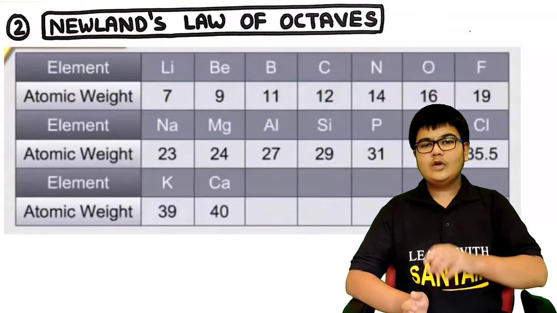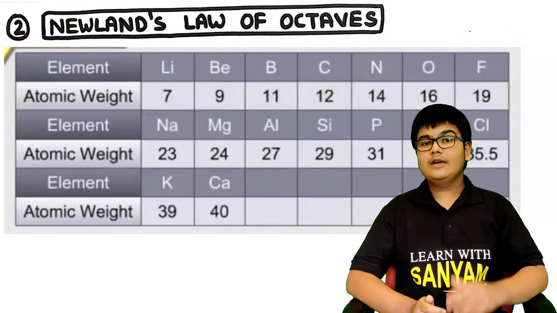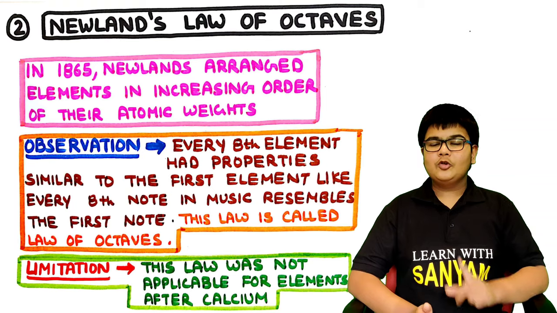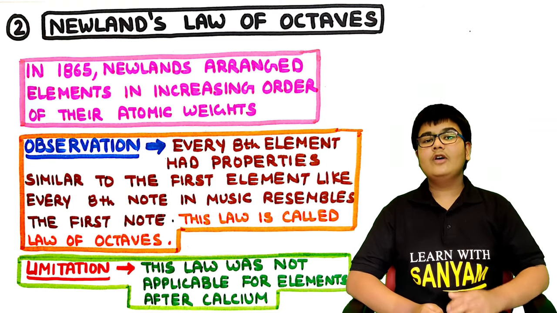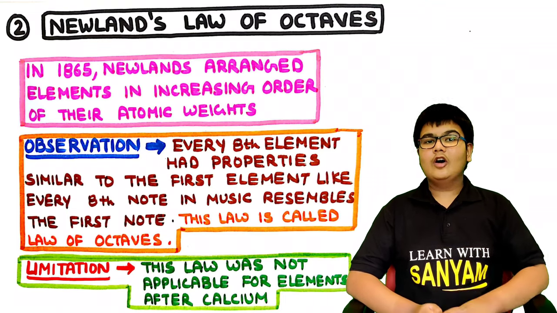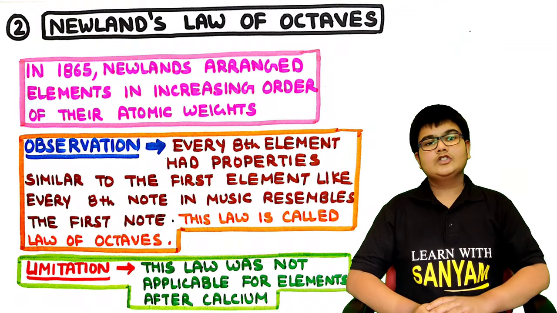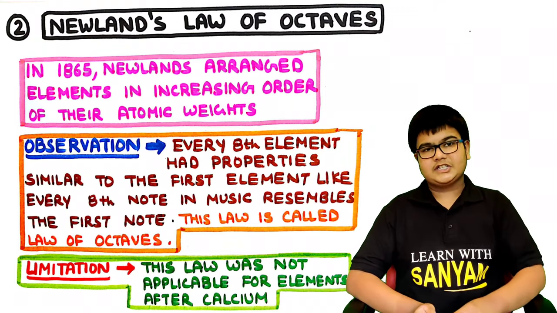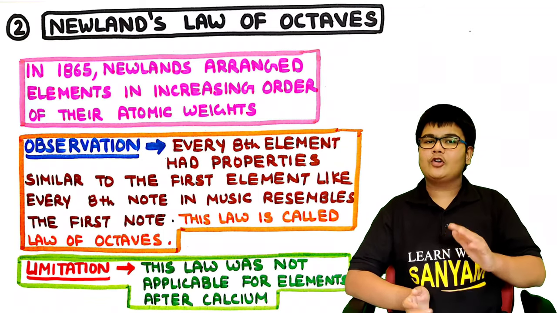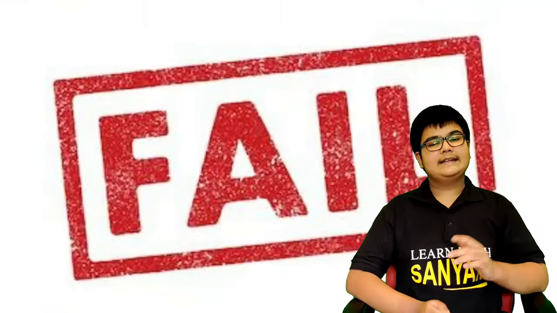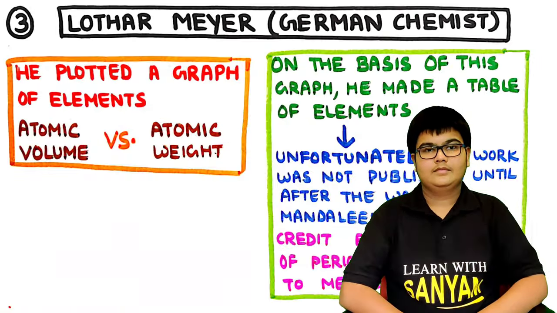You can apply this to any element in this table and you will find that its properties are similar to the 8th element. But now Newland's law of octaves has a very important limitation again. That's why this law failed. This law was not applicable for elements after calcium. So all the elements which came after calcium did not follow this law. Only the elements before calcium followed this law. So this means that this law is also not universal, and that's why we need another law.